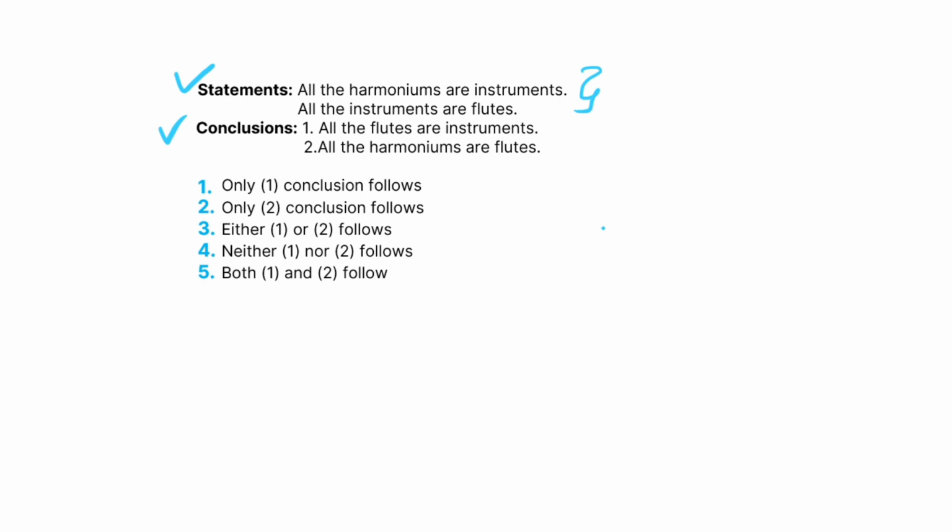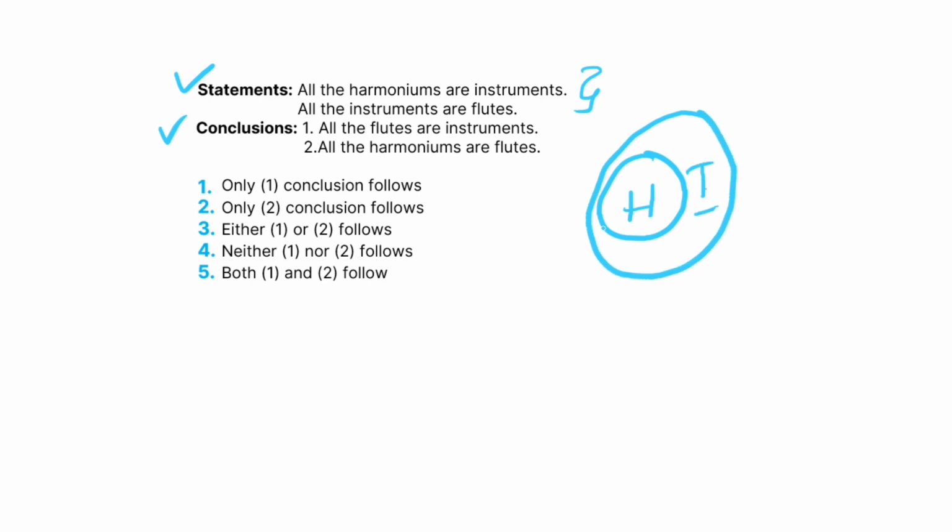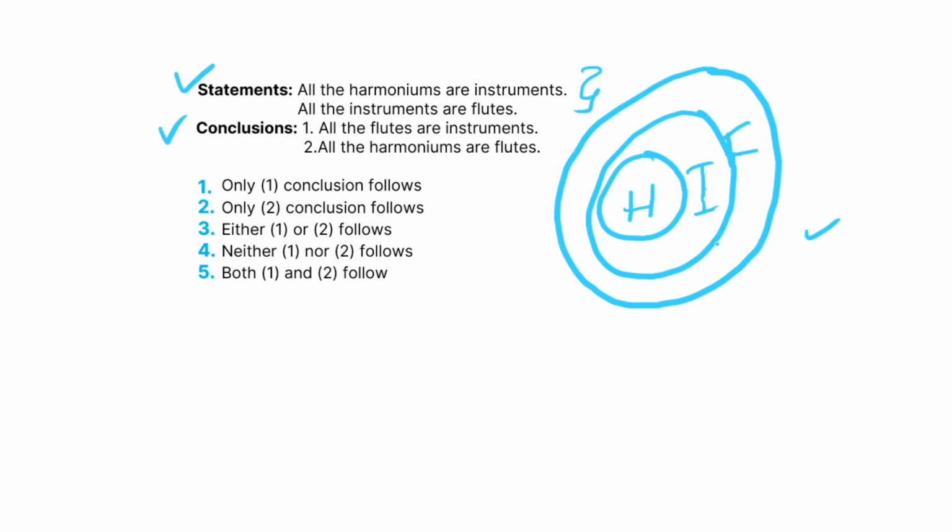From the statements I can easily draw Venn diagrams. All the harmoniums are instruments, so all the harmoniums are inside the instruments. All the instruments are flutes, so I represent it like this with flutes as F. From the statements we have drawn a simple Venn diagram. Now we need to see whether the conclusions follow and pick the desired answer, as simple as that.